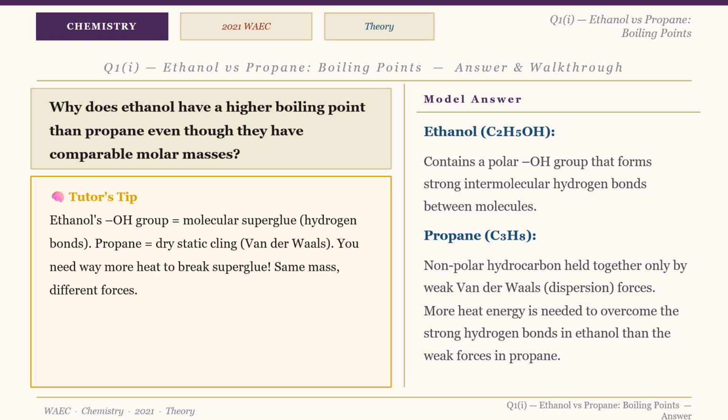So here ethanol, C2H5OH, contains a polar OH group that forms strong intermolecular hydrogen bonds between the molecules, while C3H8 is a non-polar hydrocarbon held together only by weak van der Waals dispersion forces, which means more heat is needed to overcome the strong bond in ethanol than the weak forces in propane. Now what this means is, since ethanol is branched, it has another functional group differing from the parent chain.